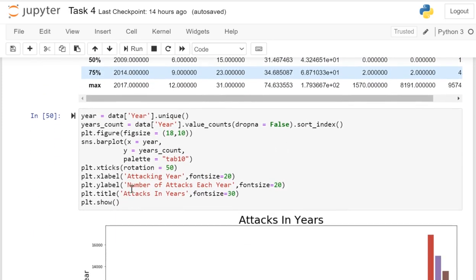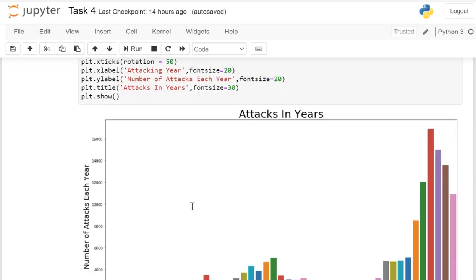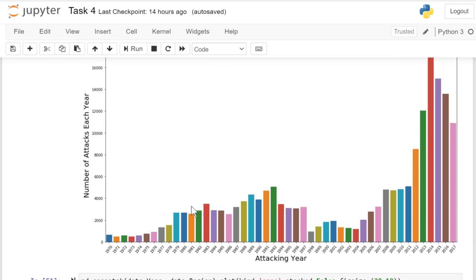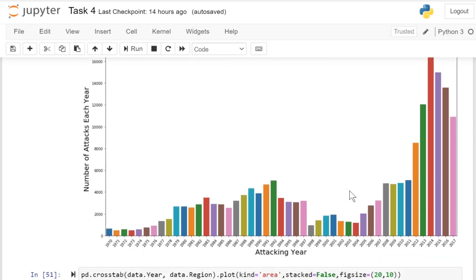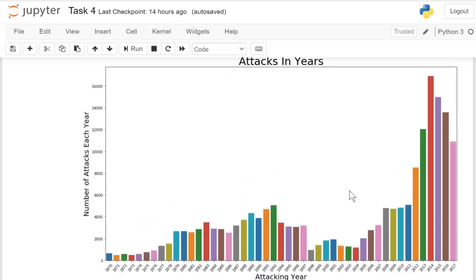So here we are displaying the unique years, and we are doing this calculation to find out the attacks in each year. The number of attacks is displayed on the y-axis, and the attack year is on the x-axis. So we can see that 2014 has the most number of attacks, followed by 2015, and so on.